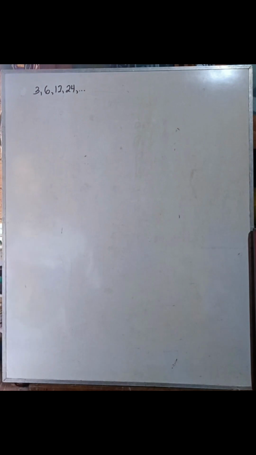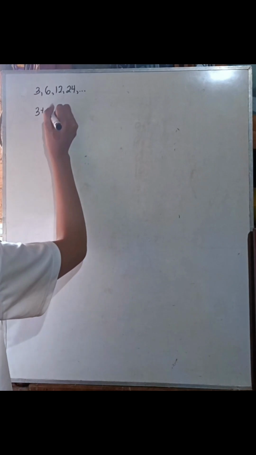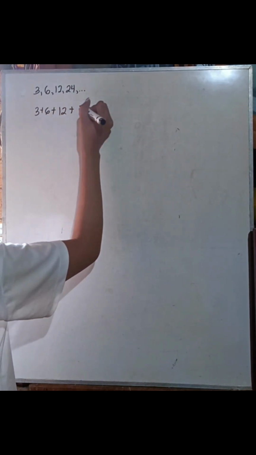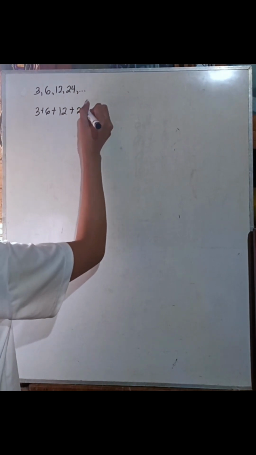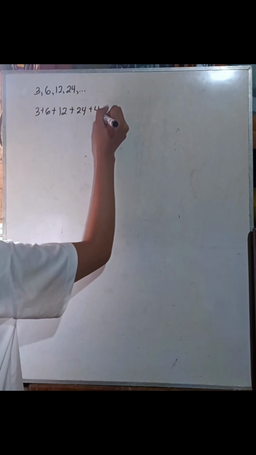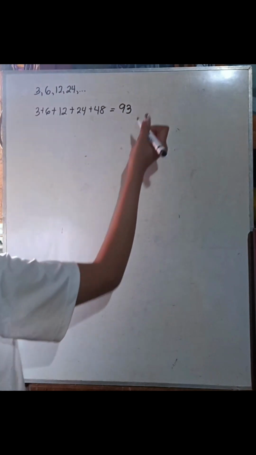If I let you find the sum of the first 5 terms of a geometric sequence, maybe you'll simply generate the 5 terms, then add them. For example, 3 plus 6 plus 12 plus 24 plus 48 is equal to 93.